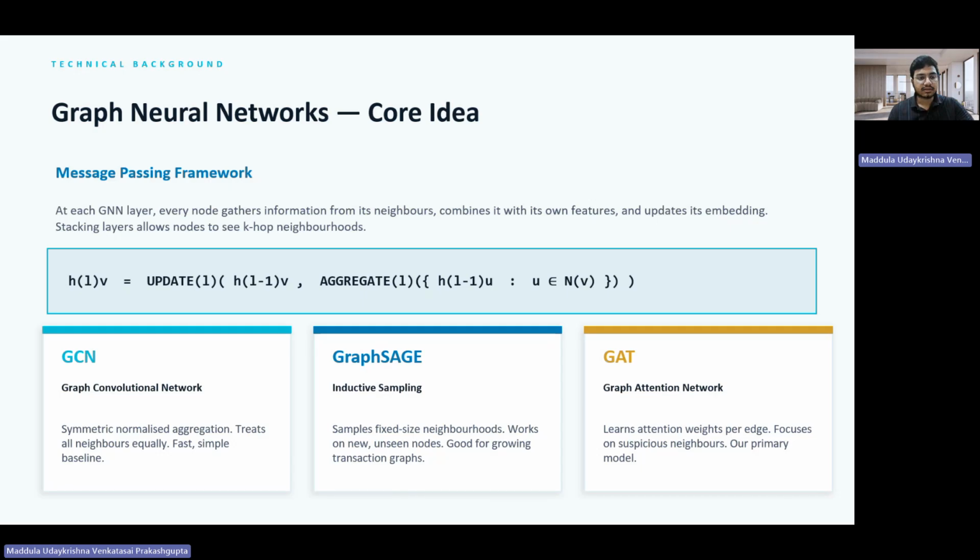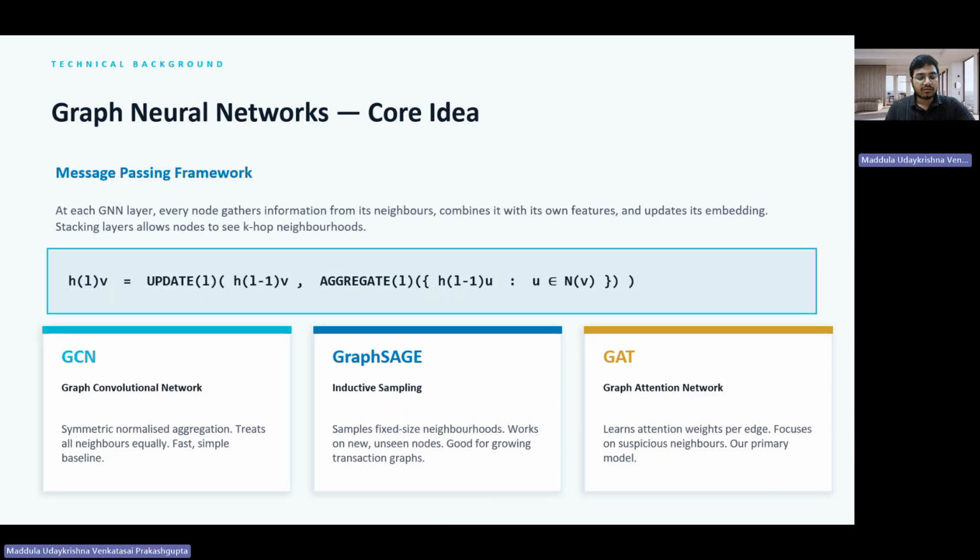Graph neural networks. The core idea is that graph neural networks work using a concept called message passing. Each node collects information from neighbors, combines it with its own features, and updates its representation. After multiple layers, a node understands its k-hop neighborhood. For example, GCN works by simple averaging. GraphSAGE works by scalable sampling. GAT uses attention. So the main idea in this project is to use GAT.